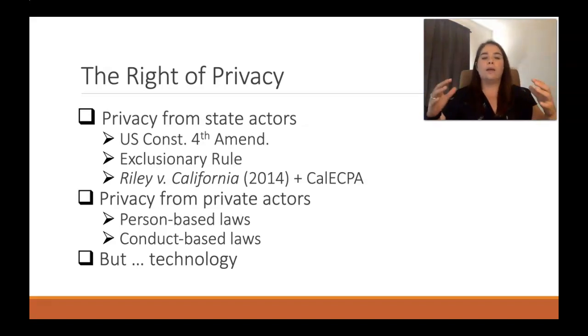And so when we started to use super complex devices, right, like cell phones, my whole life is on my cell phone. The law didn't know how to handle those types of devices. They didn't know how to handle this advance in technology.